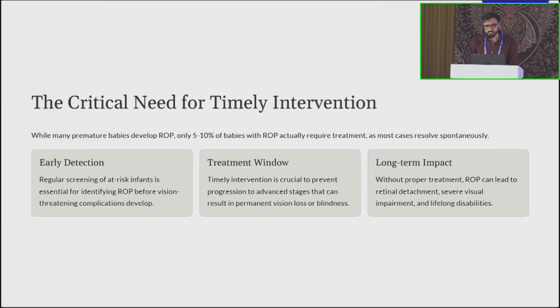There is a critical need for timely intervention. Mostly, only 5 to 10% of babies require treatment. Only by early detection can we find the treatment window. At the specific treatment window, it's very crucial to treat such children to prevent long-term impact.